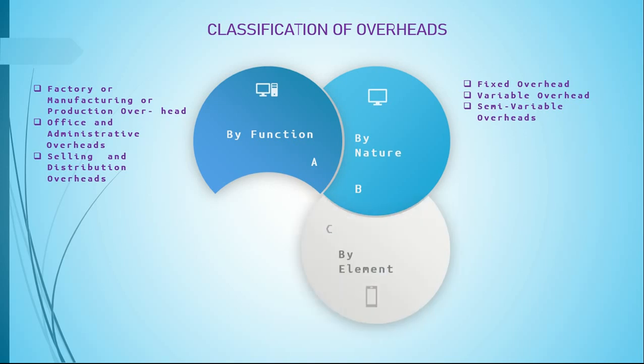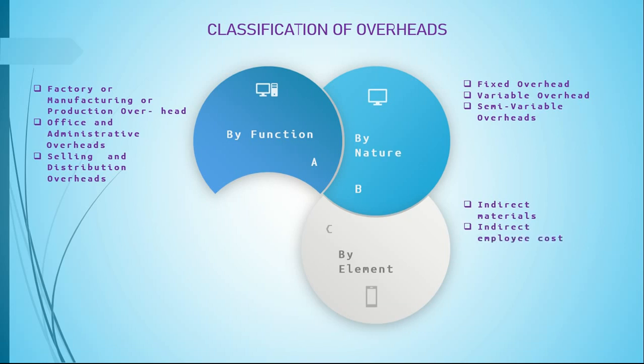4. By element. A. Indirect materials. Materials which do not normally form part of the finished product, cost object, are known as indirect materials. 1. Stores used for maintaining machines and buildings, lubricants, cotton waste, bricks, etc. 2. Stores used by service departments like powerhouse, boiler house, canteen, etc.